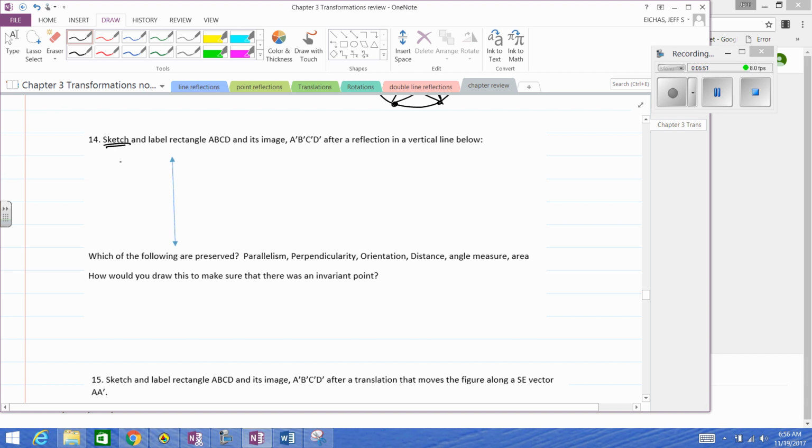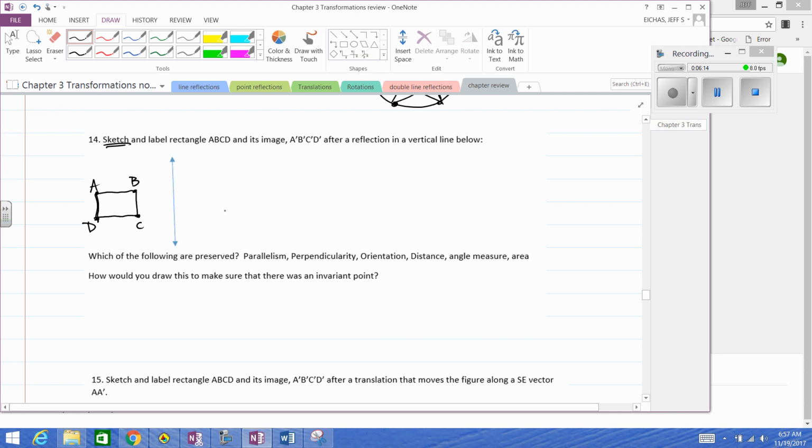Sketch. Here's the nice thing about sketch. Sketch implies you do not have to be perfect. So you don't have to use the compass tool. Use a straight edge, but we don't have to use a compass tool and draw those circles. And it just doesn't have to be perfect. So just perform it. Here's ABC.